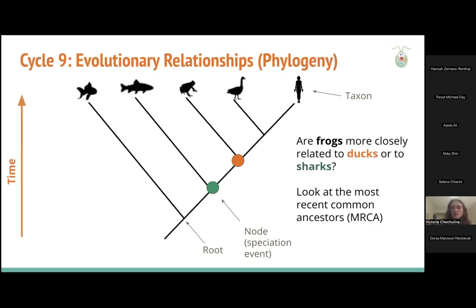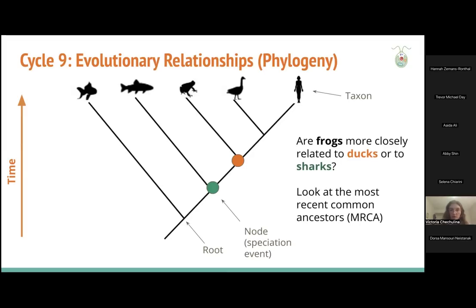So an important skill here is being able to recognize which groups of species are the most closely related to each other. So for example, if I were to ask you, are frogs more closely related to ducks or to sharks? What you would want to do is look at the most recent common ancestor, or the MRCA, of those groups. So for example, let's look at the frog and the duck common ancestor.